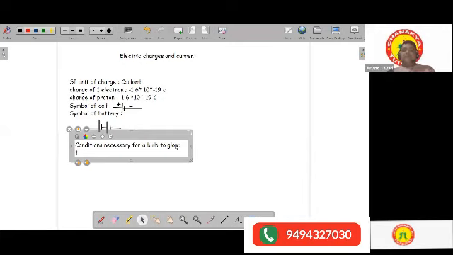The very first condition is that the circuit should be complete. If the circuit is broken anywhere, the bulb will not glow. So this is the first condition: the circuit should be complete.